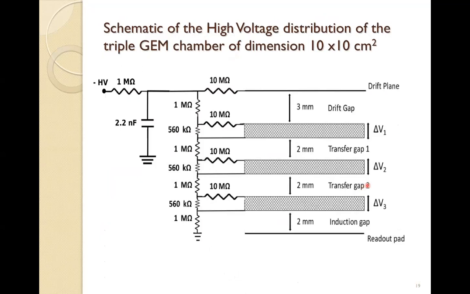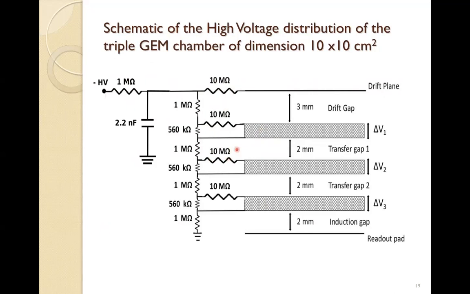And this is the electronic schematic for the voltage divider. You can see we usually give negative high voltage here, and there is one filter to block the AC component because we apply DC here, and this is the drift plane. And before this plane, we usually use one high resistor. This is used as protection resistance.